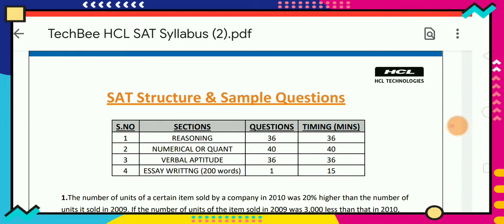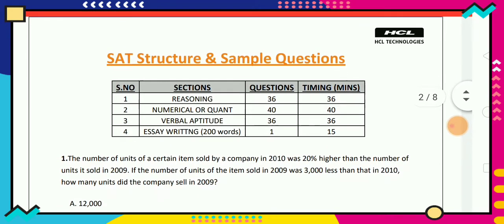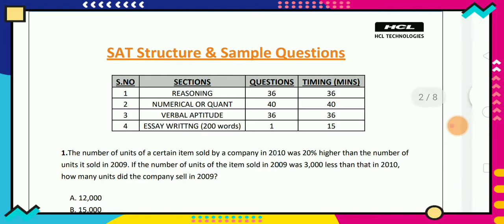In this video we are going to see the HCL SAT exam important concepts that you should learn. First we will select reasoning, numerical and verbal aptitude, and essay writing. These are the four topics you should cover first. Reasoning may be 26 questions in 36 minutes, so you should use 1 minute for one question, guys.